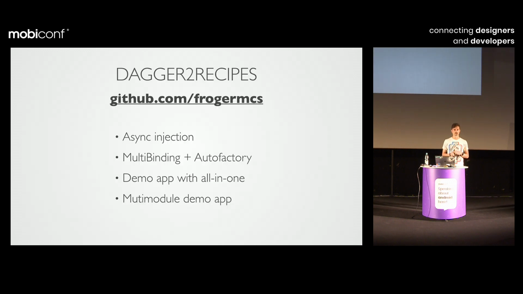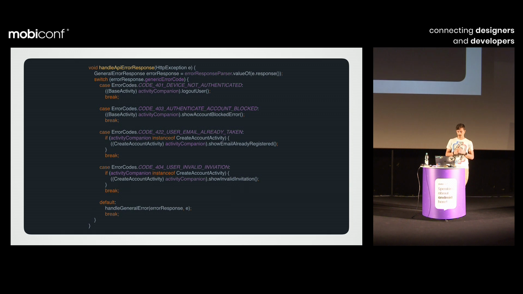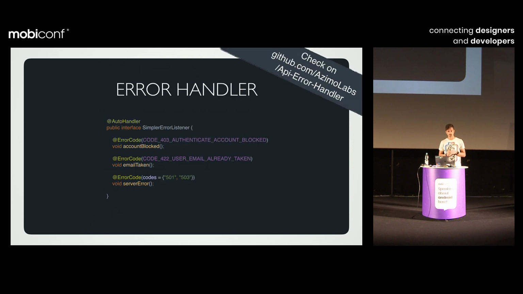And for more, you can check my GitHub account. There are a couple projects or examples showing how to work with Dagger, how to inject things asynchronously, how to use multi-binding and AutoFactory. And there are also some demo apps showing how to use this in, let's say, a real project. And when it comes to code generation, there is also our newest open source project for API error handling. So if you struggle with things similar to this, you should check our GitHub account, because now all you have to do to deal with errors from the API is just defining the interface for how we should handle each error in our view.